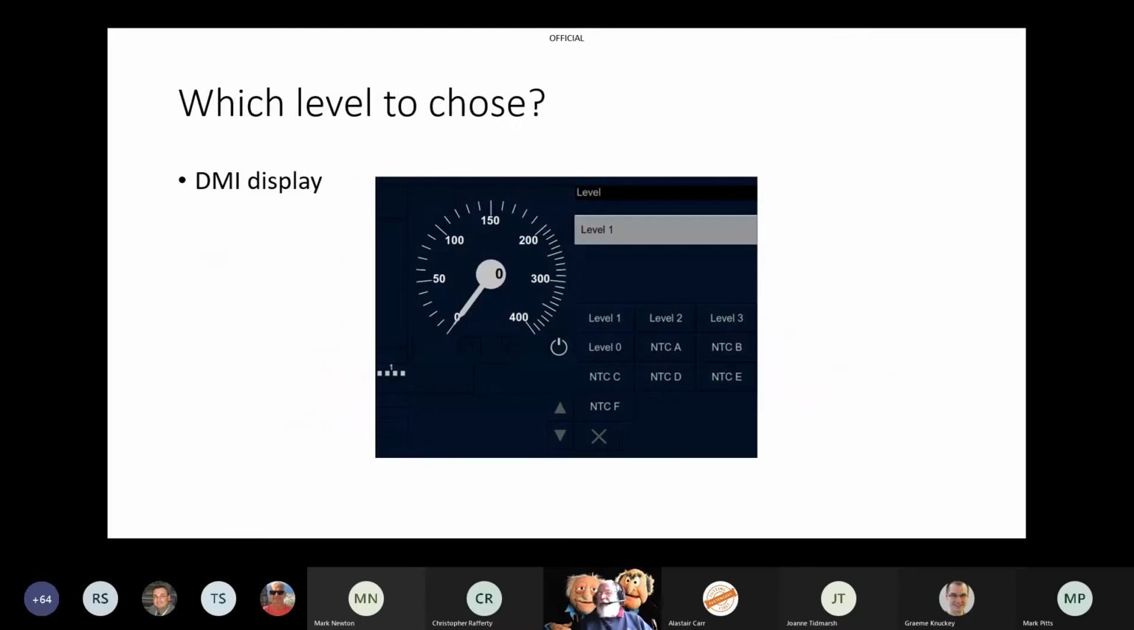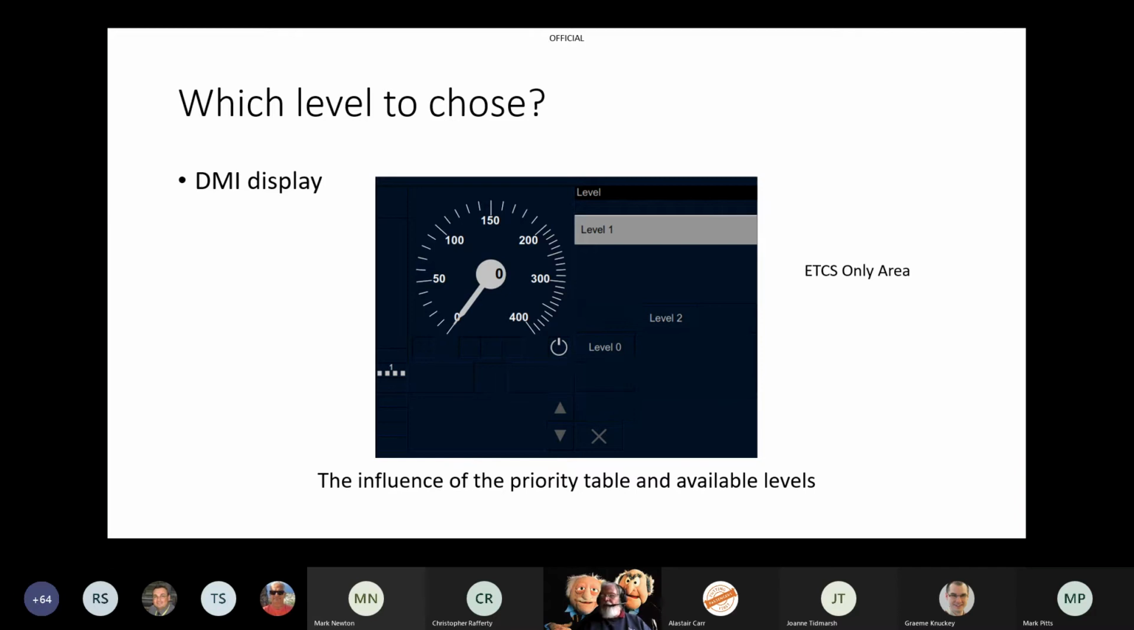If you remember, we started off saying that we could have a lot of levels displayed to the driver. Potentially levels 1, 2, 3, 0, and all of the supported level NTCs on the train. So how does the priority table and the available levels configured in the onboard influence that? Well, if we're in an ETCS only area, the driver would normally only be displayed with level 0 and level 2. If level 3 was available, that would be available as well. Having that restricted list of levels reduces the potential for error.